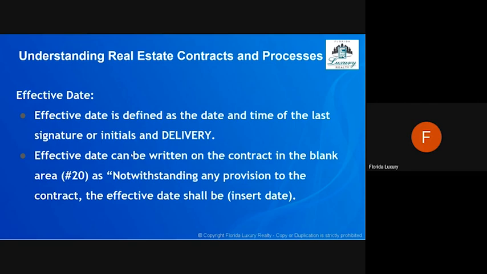Now, the effective date can also be written on the contract in the blank area number 20 as, notwithstanding any provision of the contract, the effective date shall be an insert date. I typically do not recommend using this because I want it to be when everybody has signed or dated it. You could put number 20 that says the effective date is tomorrow, even though everybody signed it today. I don't really like that because now you're kind of fudging numbers, and I'm not 100% sure why it's there. I've asked attorneys, and his response was because some attorney got paid $10,000 to put that line in the contract. It doesn't make any sense, but it's there.